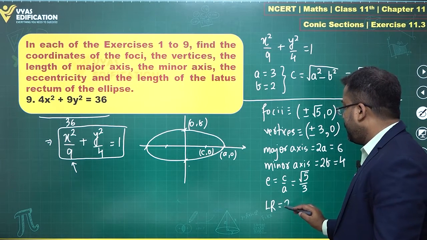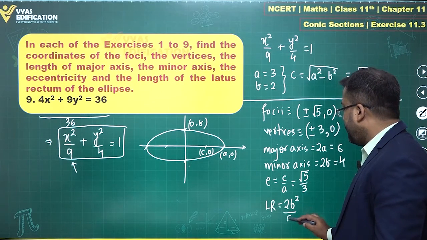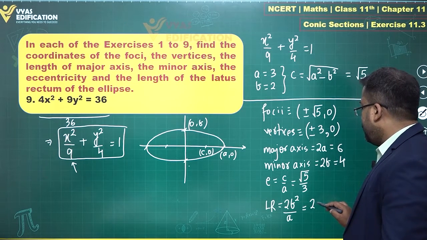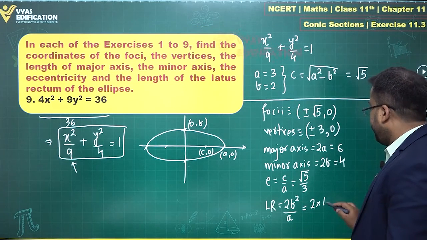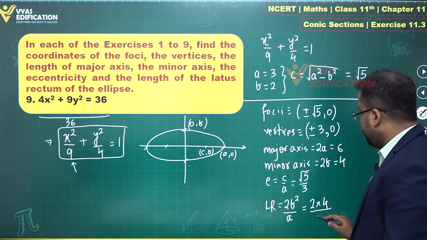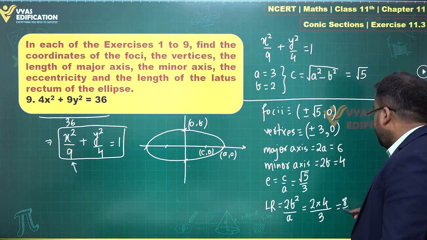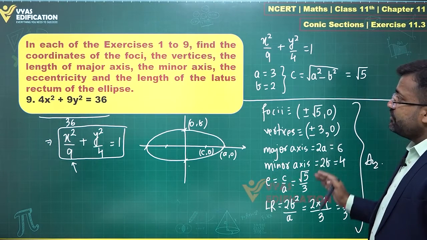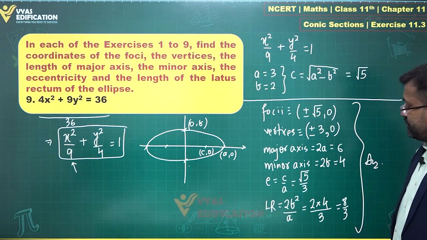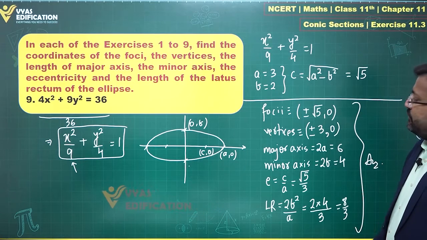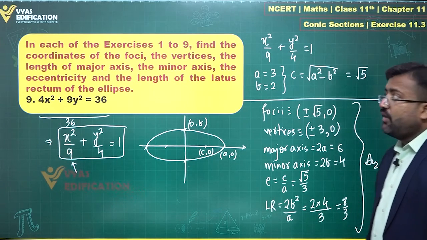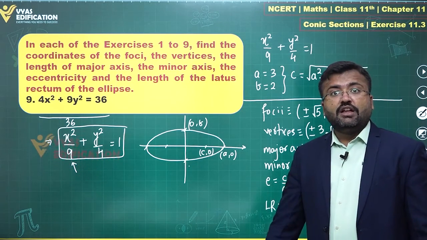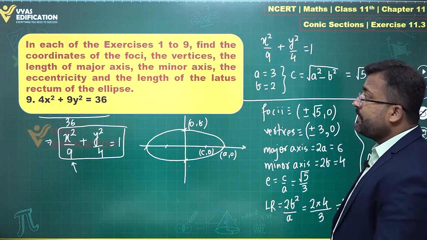Latus rectum is equal to 2b square upon a, which is equal to 2 times b square upon a, which is this. This becomes 8 by 3, and this is my answer for this question over here. This is the 9th question for us. As you can see, those are the final things that we require for this question. Let's move on to the next question.